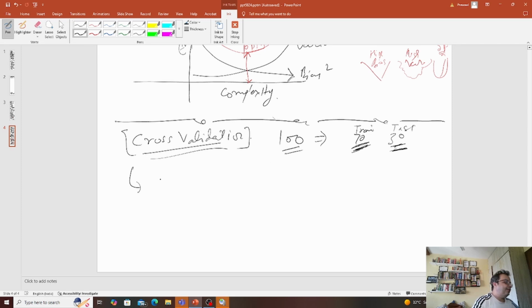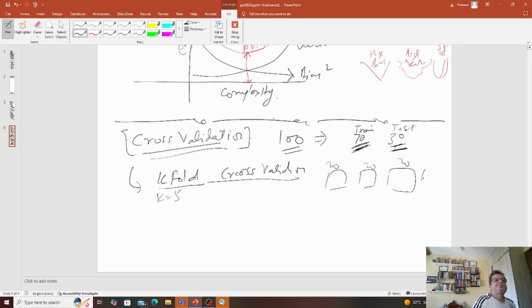One of them is called k-fold cross validation. Let's suppose we are talking about these 100 data items, and k equals 5. So we split this into 5 parts of 20 each. And then we use these 4 parts to train, and this part to test.